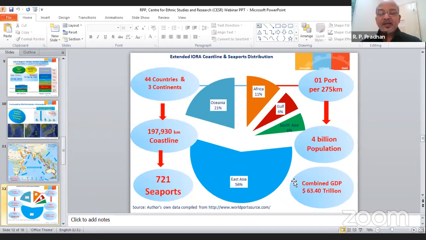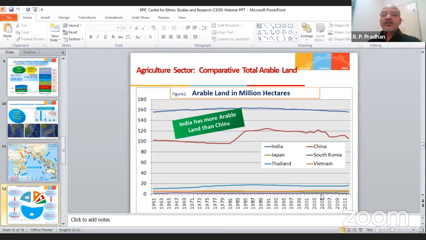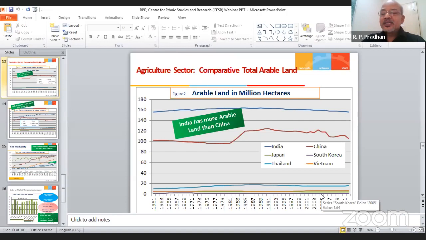Now if you subdivide, out of that 721 seaports, East Asia and Southeast Asia have 56% of the seaports. Oceania, Australia and New Zealand, have 21%. Africa 11%, Gulf 6%, and South Asia, which is the largest chunk of landmass in this region with so much sea coast, has only 6% of the seaports available. Seaports are a critical gateway to your productivity, export, import, and access to the international market.